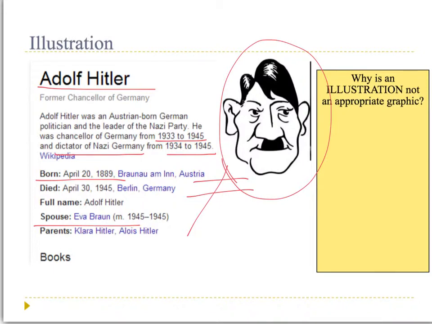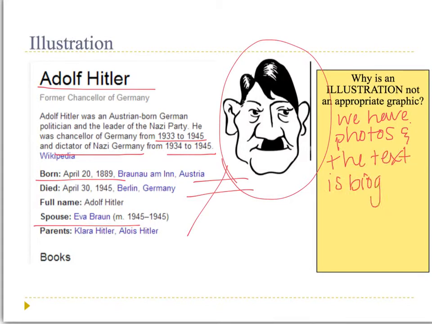Okay, so what you should have said is that an illustration is not an appropriate graphic here because there are photos of Hitler and it's a biography. So we have photos, and the text is biographical. Okay, on to our next type of graphic.